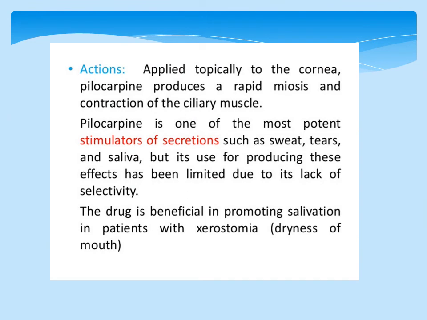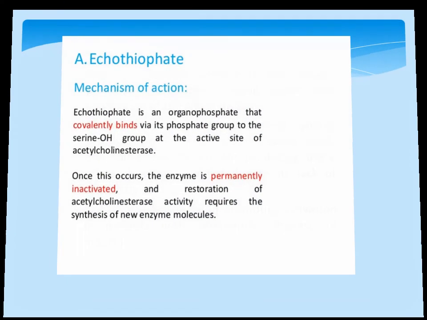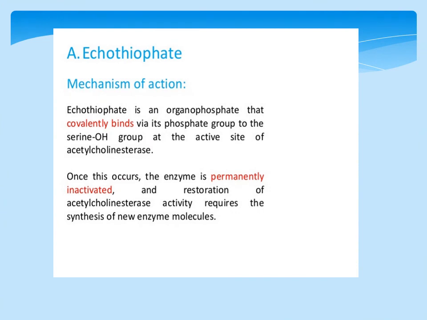Pilocarpine is also used to cause miosis, that means used in the treatment of glaucoma. Ecothiopate is one of the irreversible anticholinesterases. You have to remember the mechanism of action of this. The main mechanism of action of ecothiopate is that it binds with its phosphate group to the serine OH group at the active site of acetylcholinesterase. You have to remember the site where ecothiopate is bound. Ecothiopate binds to the serine OH group at the active site of acetylcholinesterase.